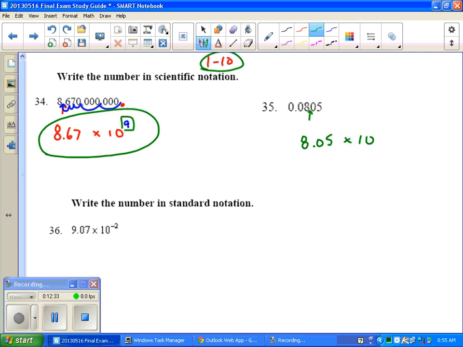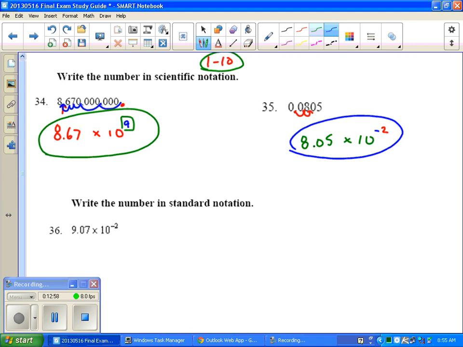But we have to find out how many times we move our decimal. You move it from where it is. It starts here. 1 time, 2 times. You only move it 2 times. So 8.05 times 10, you moved it twice, but it's a very small number, so it's not a positive 2. It is a negative 2. 8.05 times 10 to the negative 2 power.